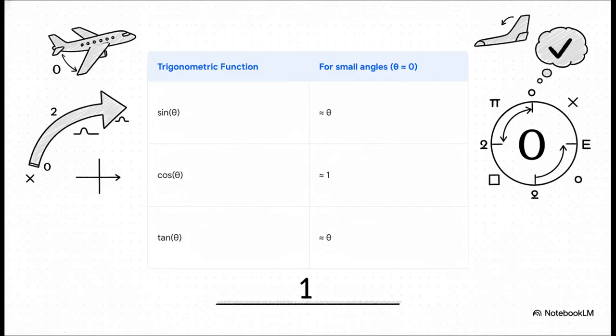First up, small angles. See, for most of a plane's normal flight, the angles we're talking about are tiny, usually less than 10 degrees. And when an angle, let's call it theta, is that small, the trigonometry gets beautifully simple. The sine of theta becomes, well, basically just theta itself. And the cosine of theta is pretty much just 1. This trick is amazing. It lets us swap out complicated trig functions for simple numbers and variables.